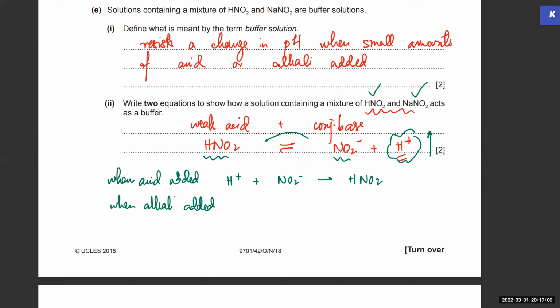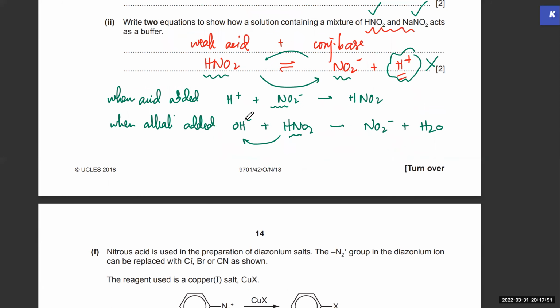And the extra OH- ions will get neutralized. The HNO2, the acid, will start behaving as an acid in the presence of the alkali. It will release H+ ions. Those H+ ions are going to neutralize the extra OH- ions that you're adding. So when an acid is added, the conjugate base starts acting as a base. When an alkali is added, the acid starts acting as the acid and neutralizes the extra H+ or the extra OH- ions. These are your two equations.